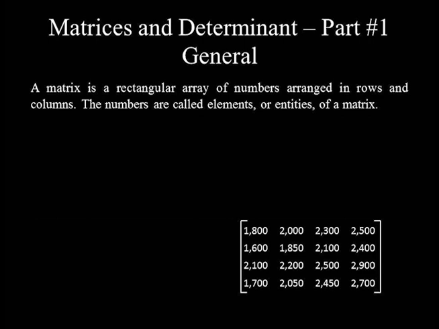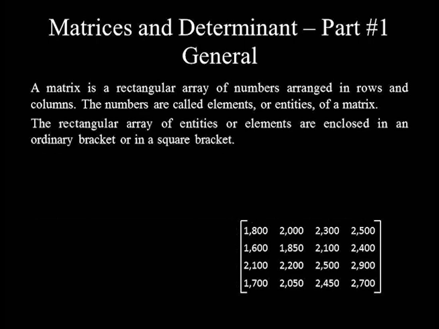Since the elements are arranged in 4 rows and 4 columns, this matrix has a total of 16 elements, that's 4 times 4. The rectangular array of entries or elements is enclosed in ordinary or square brackets. The reason for such enclosure is that it is a square or ordinary bracket that represents a matrix symbolically.